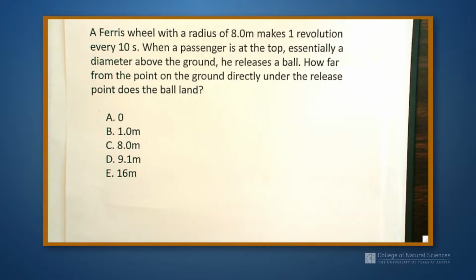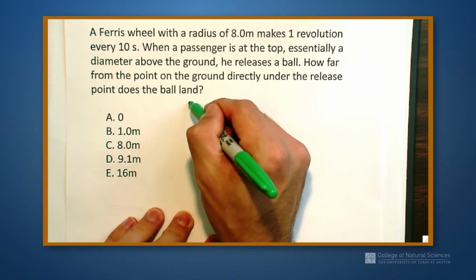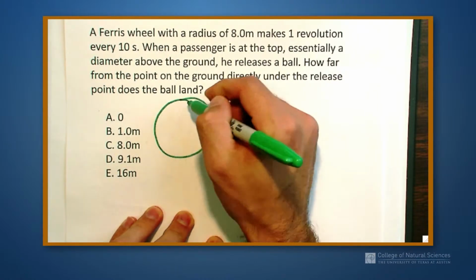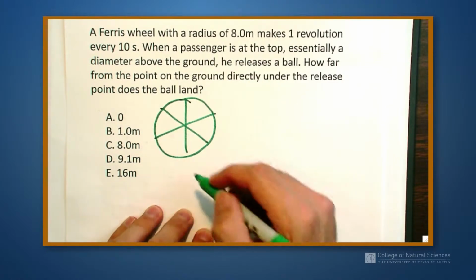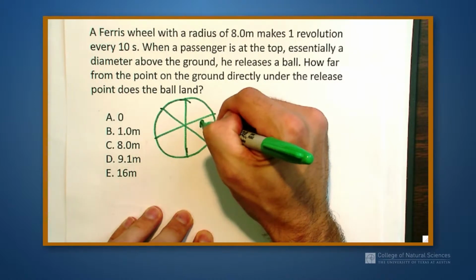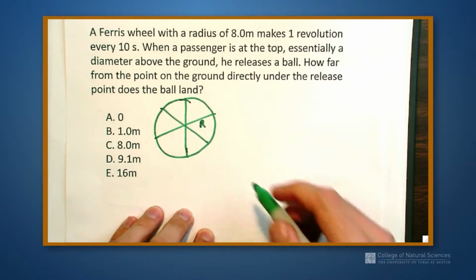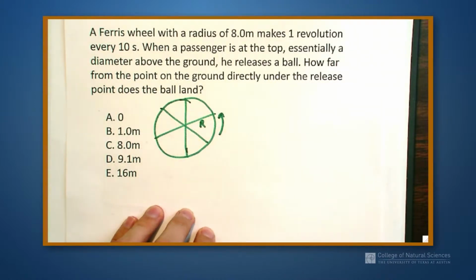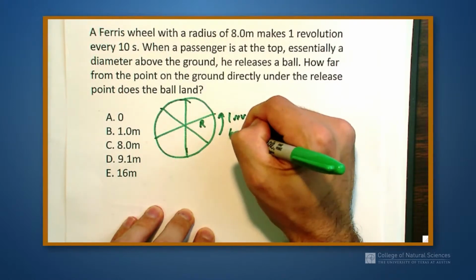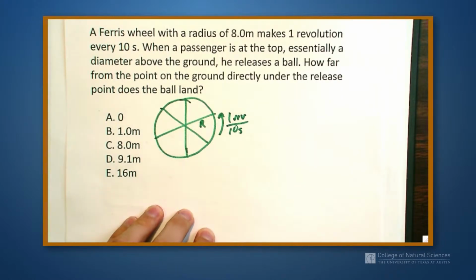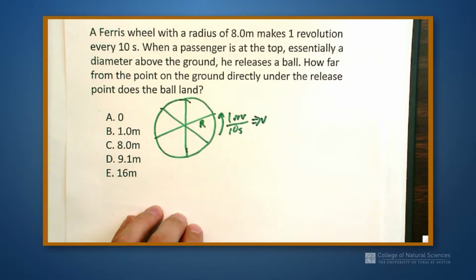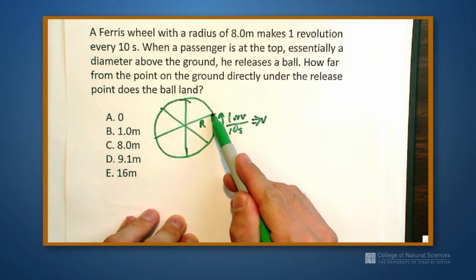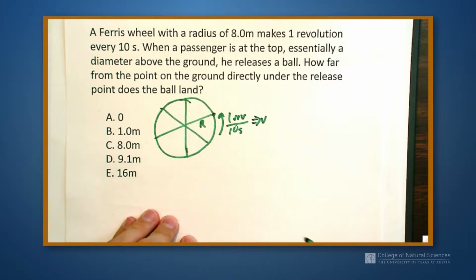I'm looking at this thing, there's a lot of words in here, there's a couple different situations. I'm going to draw a picture. I have a Ferris wheel, a nice little Ferris wheel. It says that it has a radius of 8 meters. It also has 1 revolution every 10 seconds. So that is going to give me something about its velocity. It tells me how fast this point on this wheel has to travel a full circle.